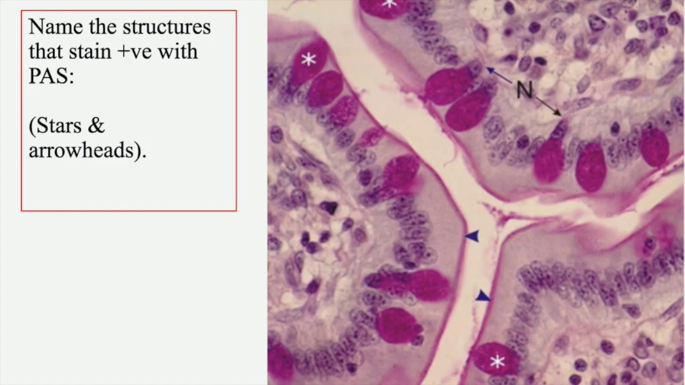Name the structures stained positive with PAS. L star is the goblet cell, because they have mucus, which is glycoprotein in nature. Arrowheads are the brush border of the enterocytes, covered with the glycocalyx containing also the enzymes secreted by the intestinal absorptive cells, which are glycoprotein in nature. So these two locations contain a carbohydrate component in glycoprotein.